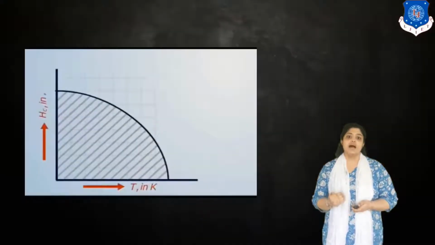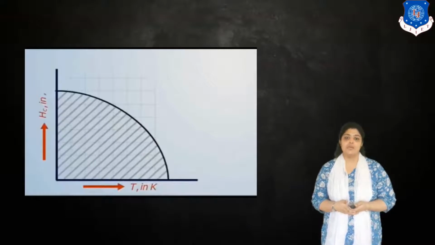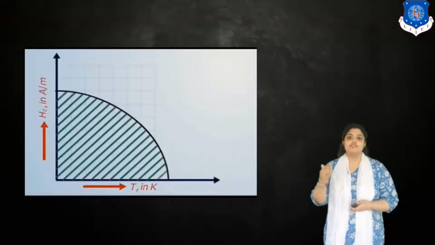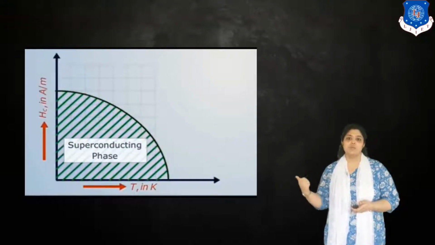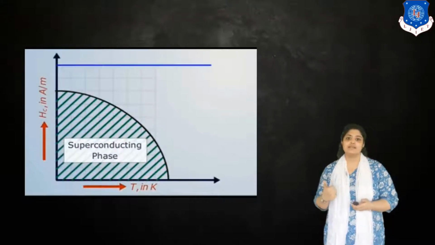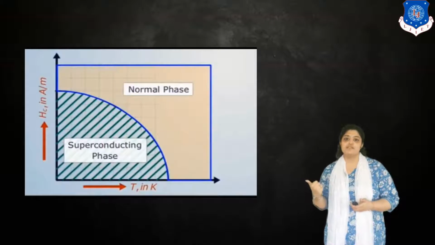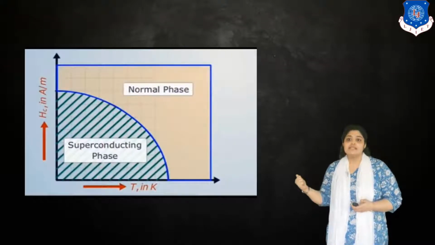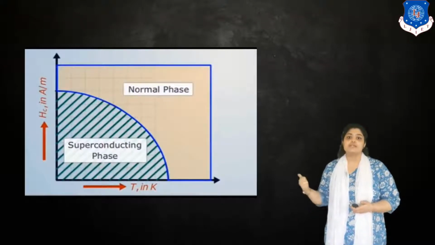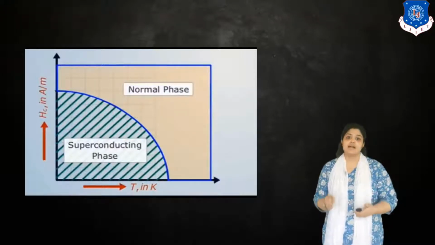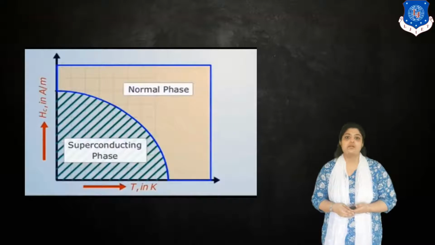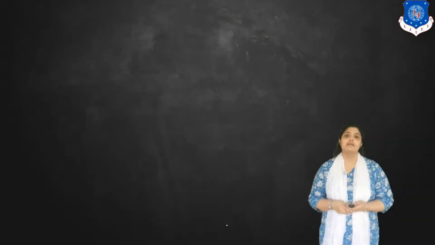Let's see how Hc and Tc are related with the help of a small graph. We've plotted Hc on the y-axis and T on the x-axis. Between the two axes we have the superconducting phase. Only within this curve, shown by the green line, does a superconductor behave in the superconducting state, else it will be in the normal state.